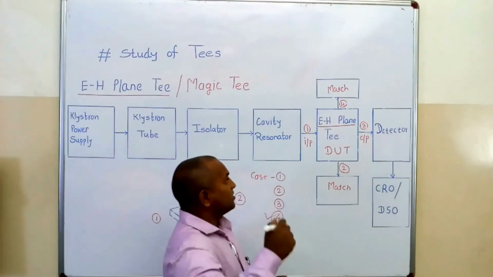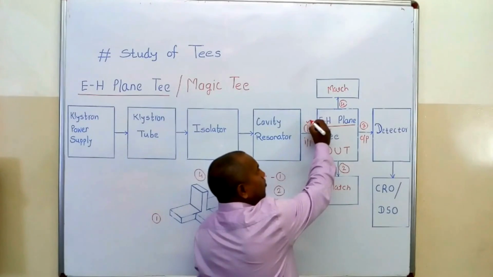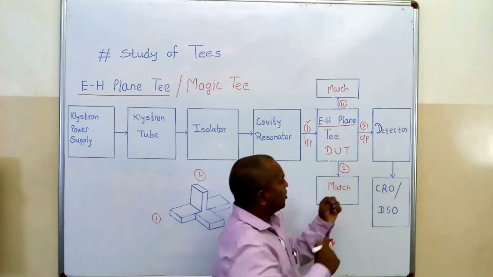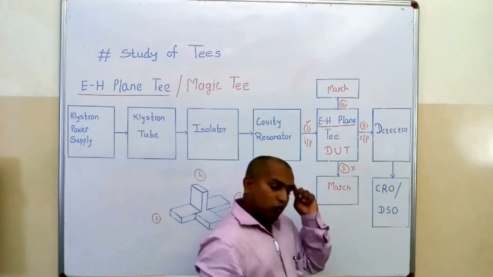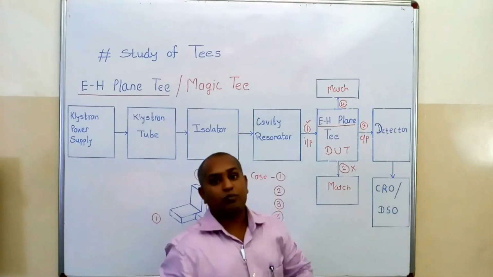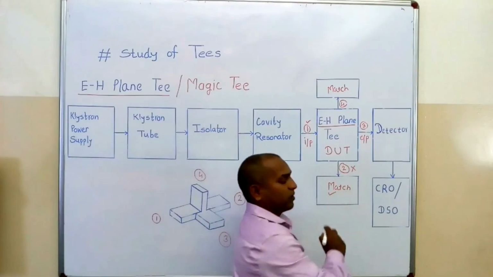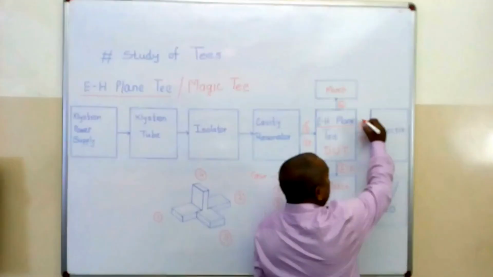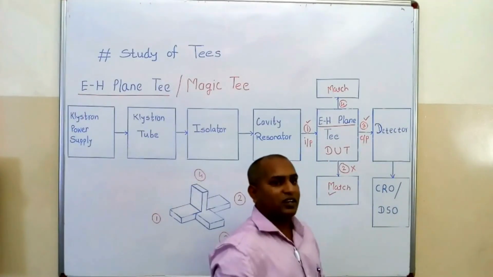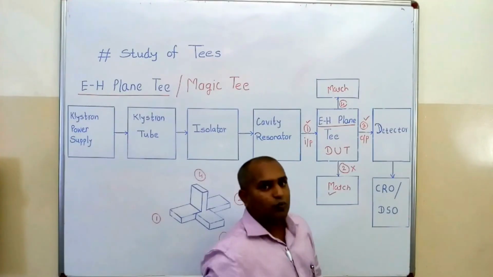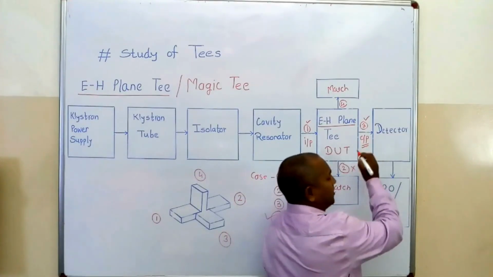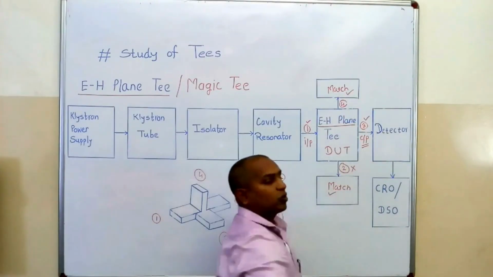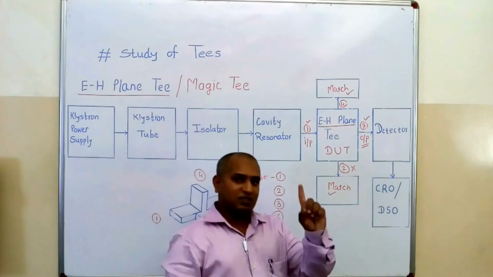So look here, let us assume input to port number 1. We know output across port number 2 we will not get, but we will not keep it open as port number 2. We will connect a match termination. We will measure output across port number 3 and definitely we will get some output across port number 3. At that time we will keep port number 4 as a match terminal. This is one case.